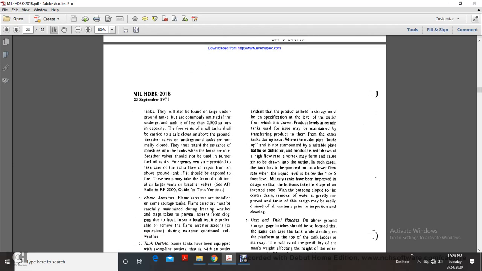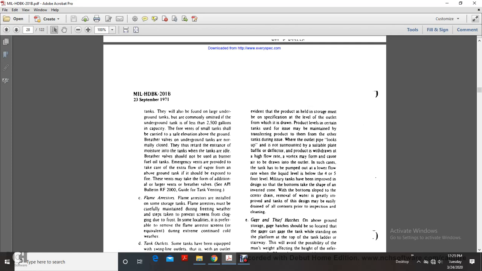The tanks that will also be found with a larger underground tank with a commonly admitted with the underground tank with is less than 2,500 gallons capacity with the free vents with a small tank with a shell with the carrier with a safe with the elevation above the ground with a breather valve with the underground tank with a further formerly clothed with the less retard the entrance of the moisture of the tank. When the tank is idle, the breather valves should not be used with the burner fuel oil tanks.